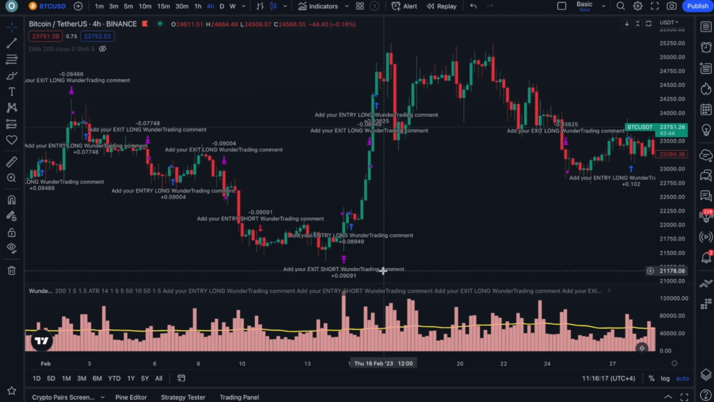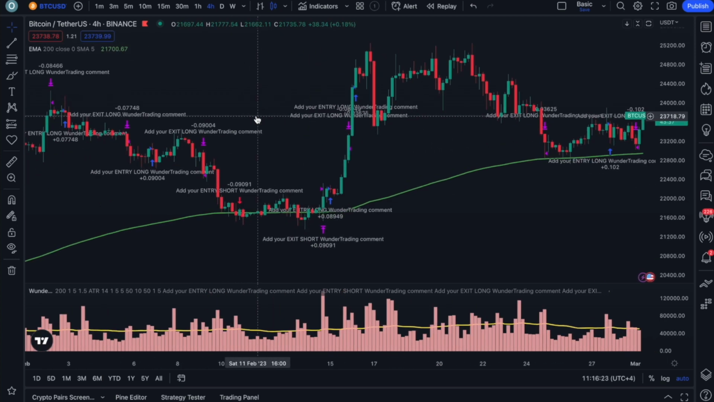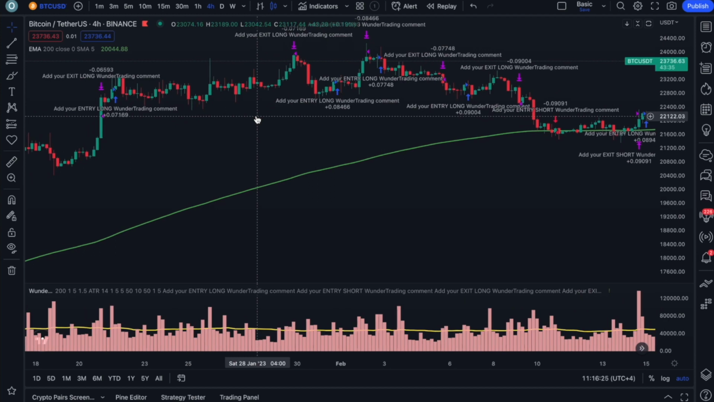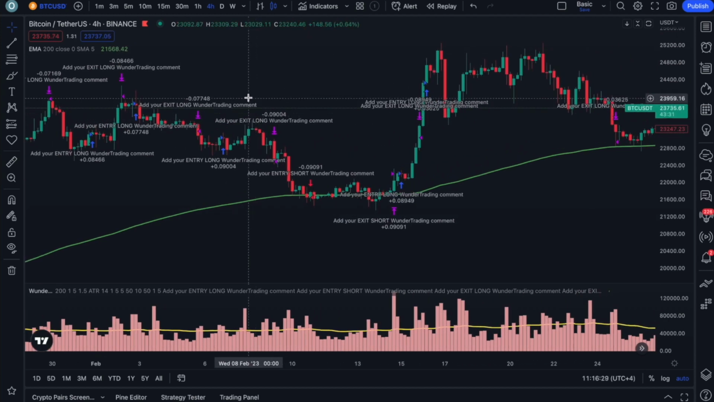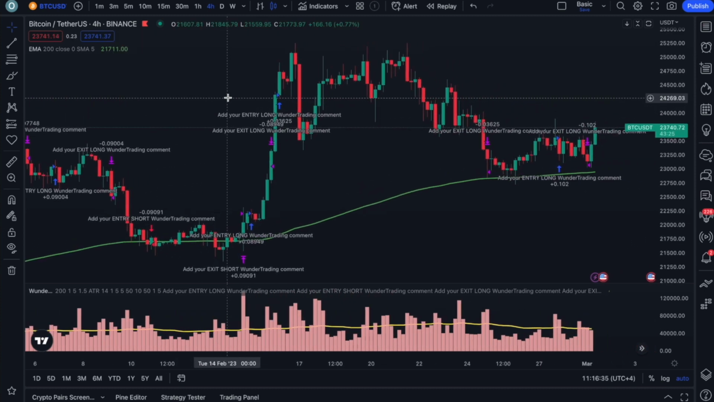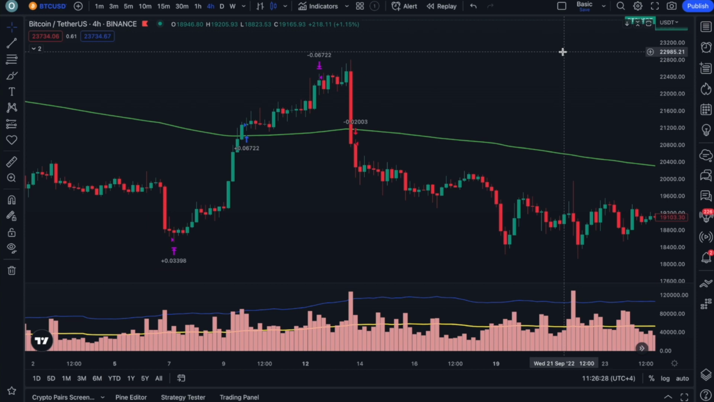To confirm entry signals, we also use the 200 exponential moving average to determine the overall trend of the asset. This type of moving average gives more weight to recent data, making it more sensitive to short-term price movements. By combining the EMA with our volume-based trading strategy, we can make more informed trading decisions and increase our chances of success in the market. So, let's look closer at the entrance points on the chart.